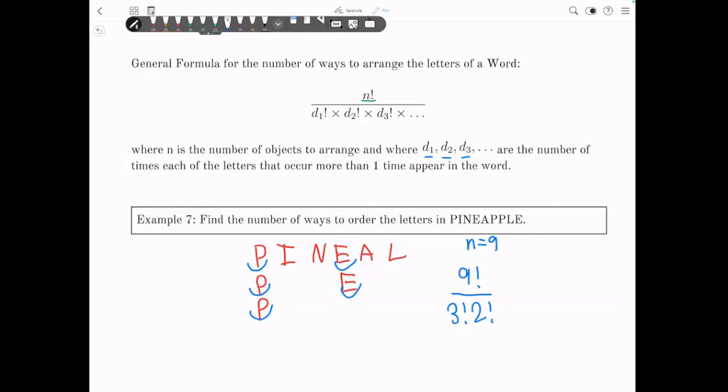I'm not going to simplify this because it's just calculations that I'm pretty sure you can do on your own. So the answer would just be this, whatever it evaluates to. Again, you can evaluate 9 factorial to be 9 times 8 times 7 times 6 and so on. And 3 factorial, if you memorized it earlier, is 6, and 2 factorial would just be 2. So you just evaluate this.